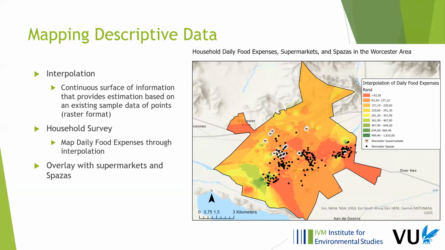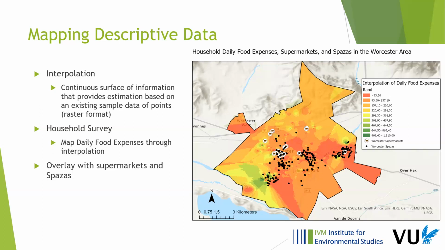In this case, the dark red implies that households are spending less than 93 Rand, or South African Rand. And in the green, they're spending between 960 to 1800 Rand for food purchases on a daily basis. I wanted to display this to determine where people are spending their money, how much they're spending, and where the supermarkets are in relation to these food expenses.